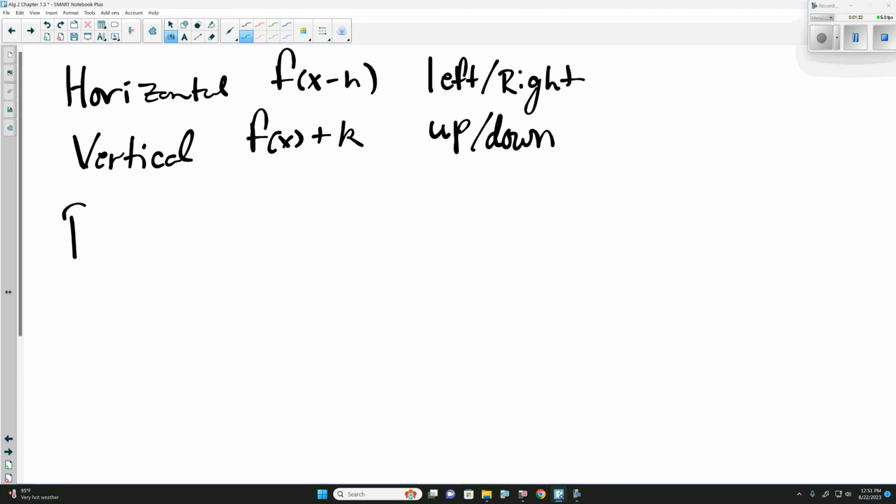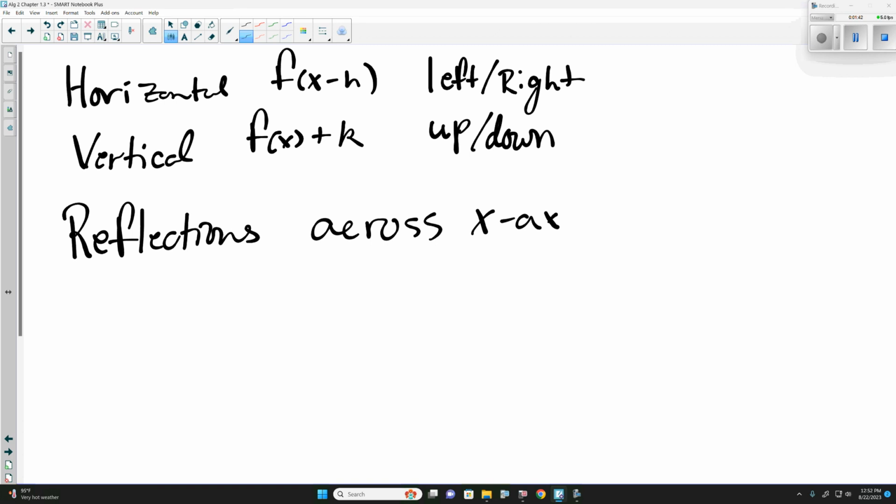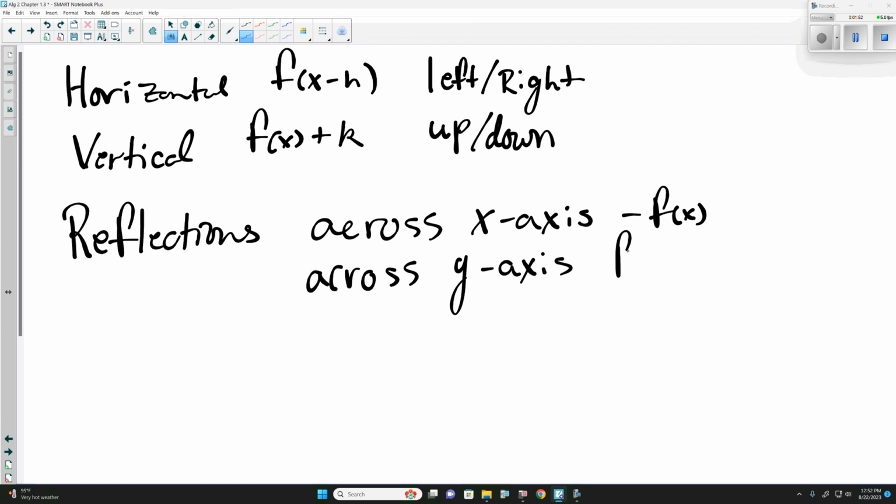Now the other one we talked about was reflections. If it was across the x-axis, we use negative f of x. And if it's across the y-axis, it's f of negative x. So these are the four we went over yesterday. We'll do one or two more with our reflections, and then we'll look at the last two, horizontal stretch and shrink and vertical stretch and shrink.